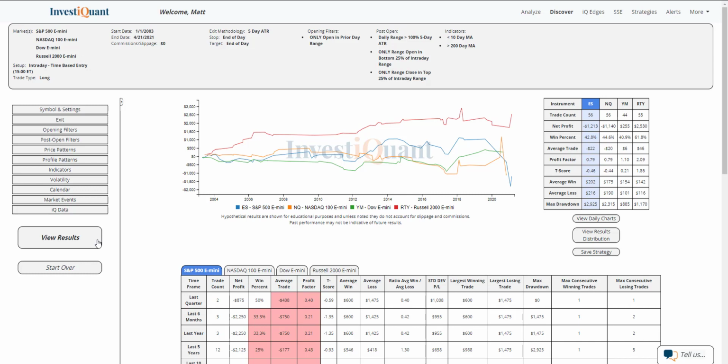Now, the average win to average loss on these are fairly similar for the S&P. It's fairly similar for the NASDAQ, and the Dow and the Russell both have a little bit larger average wins compared to their average losses. But the average win, average loss, nothing really skewed in either direction as far as big outliers or whatnot. They're fairly similar in size for the majority of these, and the win rates are just a touch weak.